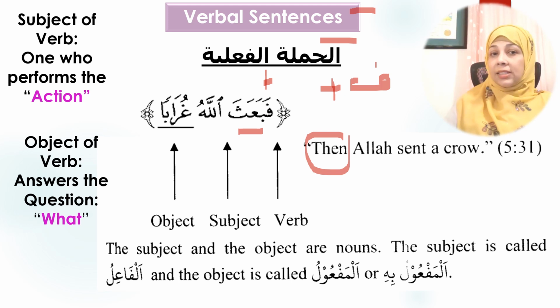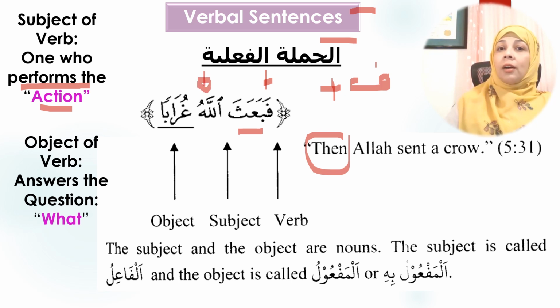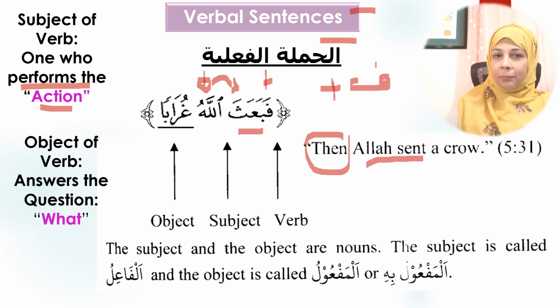which means he sent? So ask the question, who performs the action of this sending? Again, the answer is Allah. So Allah is the subject of this verb because Allah sent. Okay. Now find the object of this verb by asking the question, what? So let's ask, Allah sent what? So the answer is Allah sent a crow. Okay, which is in Arabic guraban, which is the object of this verb.